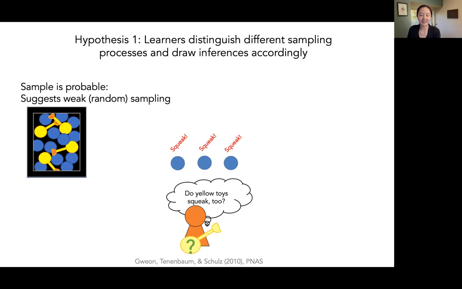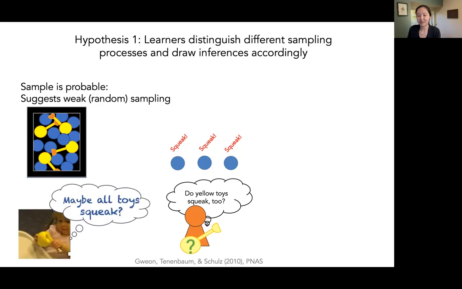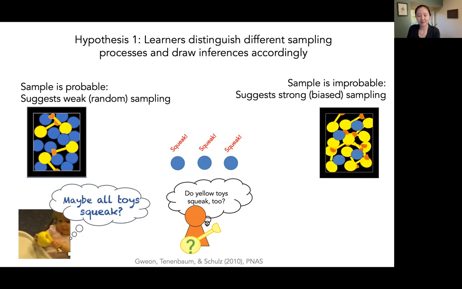And the idea is that if they came from the same box, they kind of look the same, you might expect that the yellow toy might also squeak as well. At least you might want to give it a try and see if it squeaks. And if it doesn't, you might try to squeeze a few times just to make sure it doesn't. However, the picture is a little different if the sample comes from a box that looks like this. If the three blue toys are drawn from a box that has many more yellow toys compared to blue, the sample is much more improbable, suggesting a strongly biased sampling process.